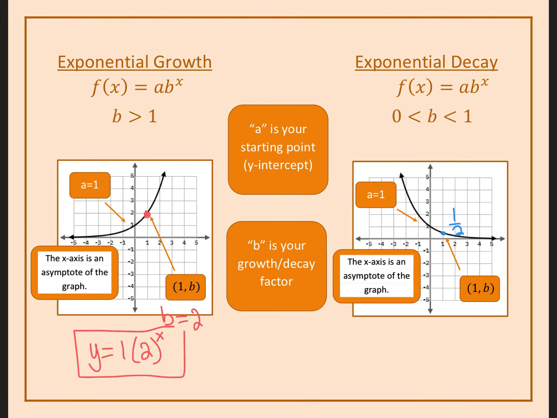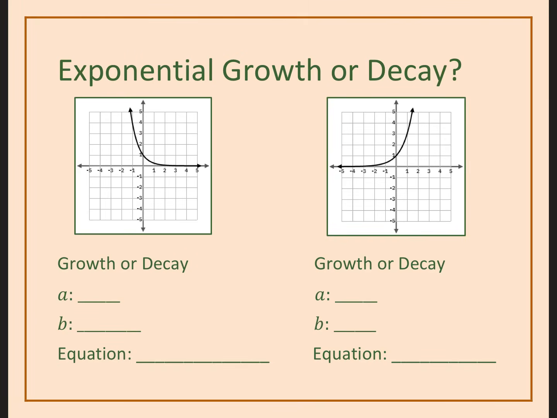So if I had to write this equation, y is equal to my a value times my b value, and the x is my exponent. So again, you have an exponential growth when b is greater than 1, and exponential decay when b is between 0 and 1. So now let's look at these two graphs and determine what they are.